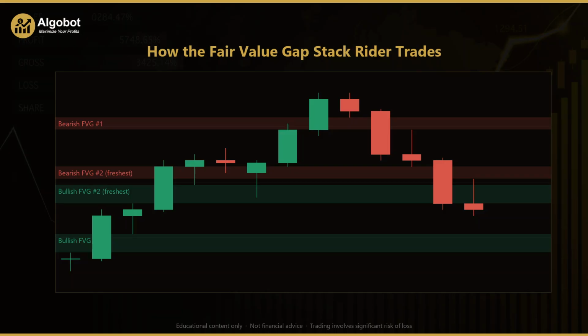Now watch the second half of the chart. Momentum flips. Price prints 2 strong bearish displacement candles, each leaving an unfilled gap below it. Those are the 2 red zones, a bearish stack inside a downtrend. Once again, the EA stays patient. Price rallies back up into the freshest red gap, tagging it from below.